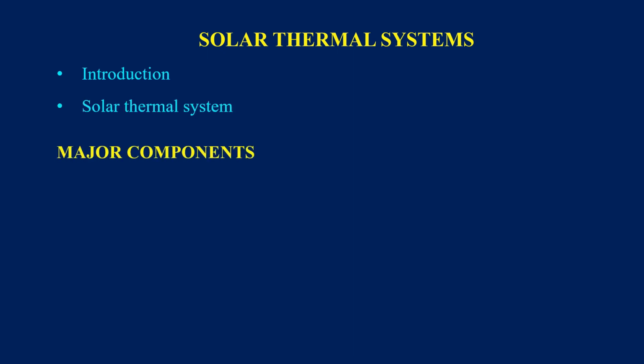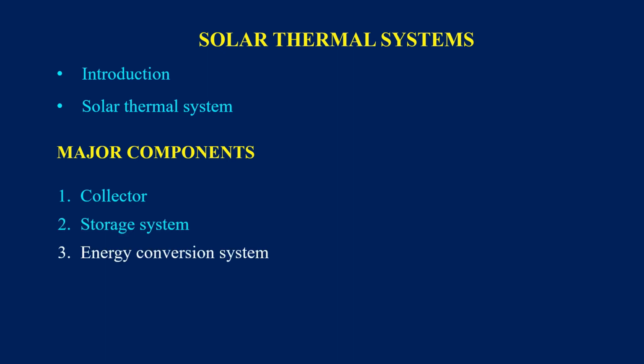The main components in the solar thermal system are: the first one is the collector. Here the collector captures the solar radiation and converts it into heat energy. The second one is the storage system. Here the heat can be stored in a thermal energy storage system for later use. And the last one is the energy conversion system. Here the stored heat energy is utilized directly to heat fluids or converted into electrical energy.